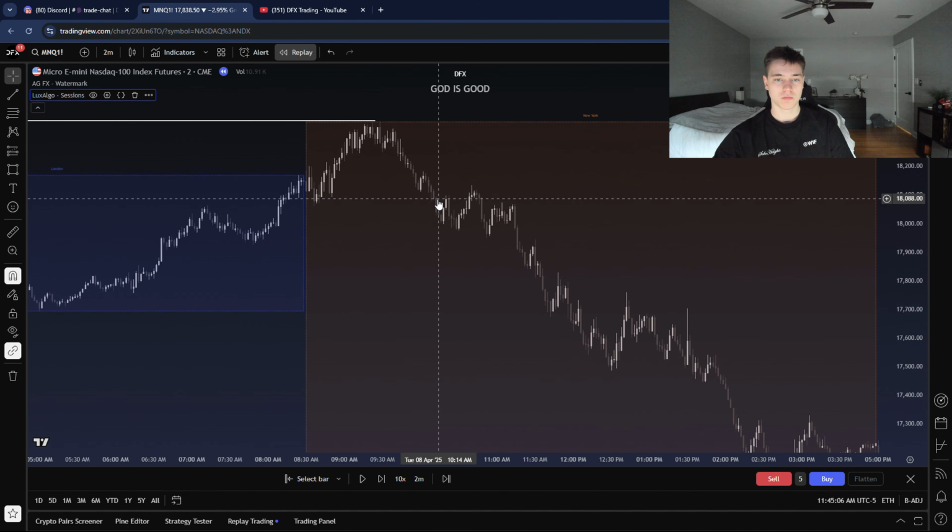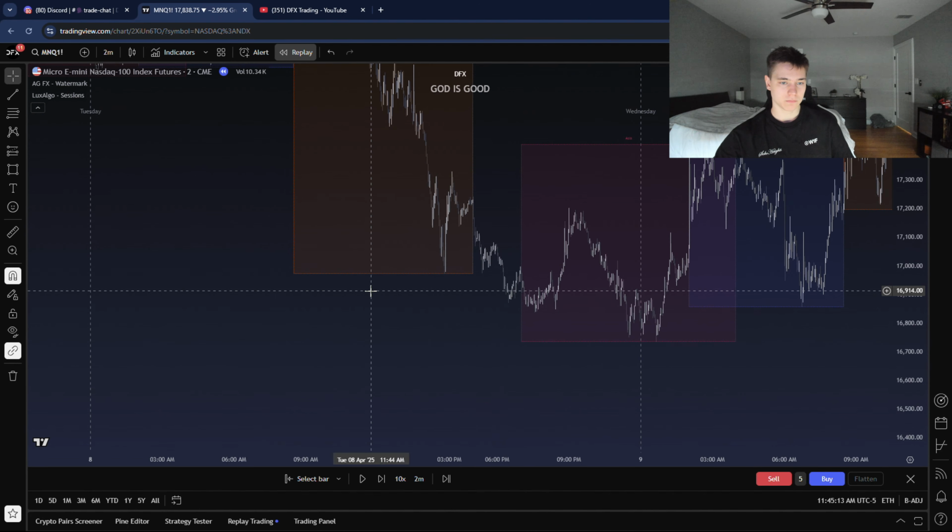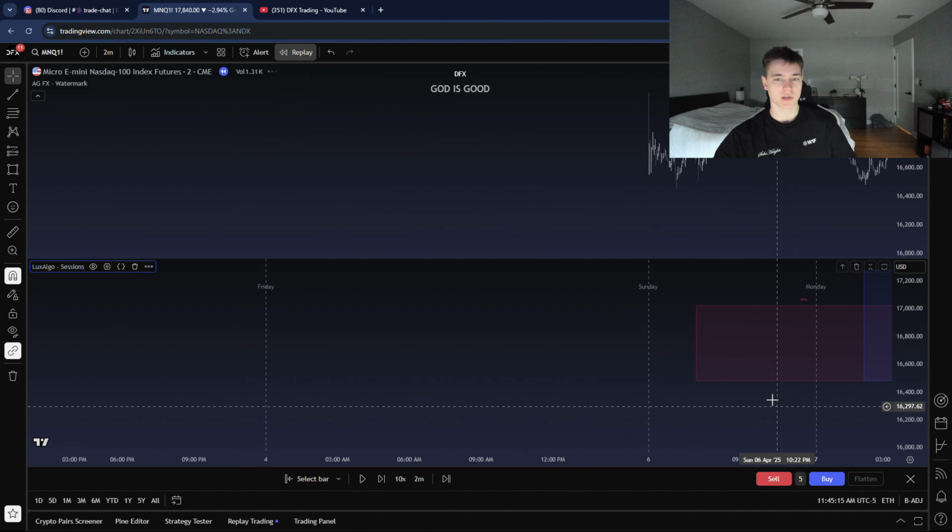Alright, here's a good example. This looks like probably a 3 to 5 minute fair value gap, retracement back into it, boom, straight to the downside, targeting whatever lows you want to target. Very, very simple. Let's try to find another example.